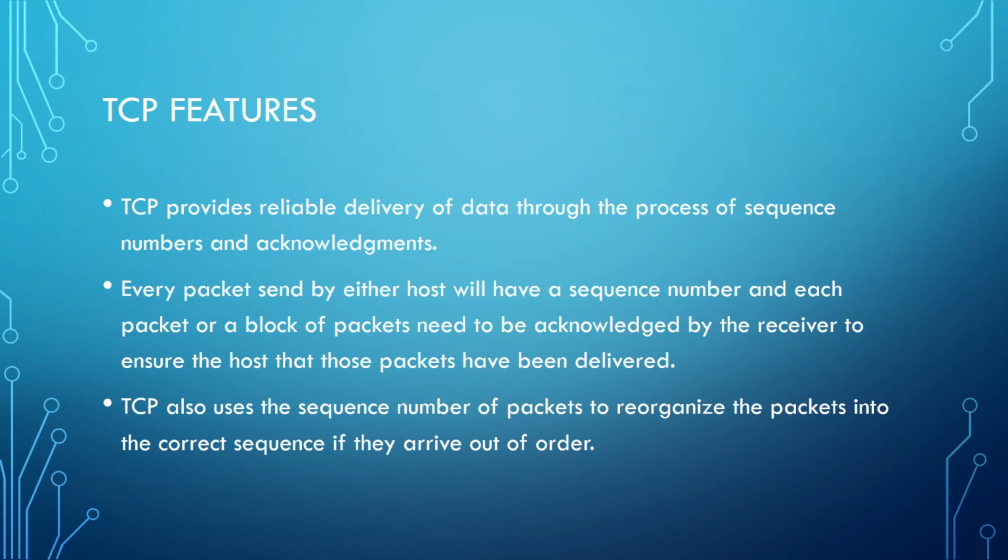So essentially, it ensures to the sending host that the packets you send have actually been delivered to the receiving host. TCP also uses sequence numbers of packets to reorganize the packets into the correct sequence if they're out of order. So like I said, each byte has a sequence number. Essentially, each byte represents the total amount of data that the sending application wants to send.